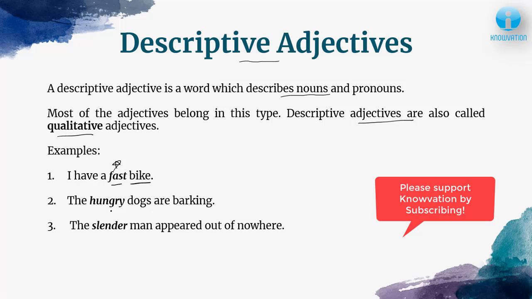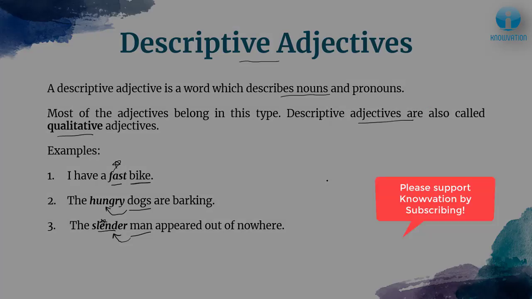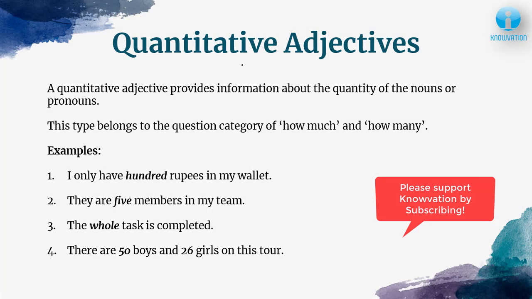The hungry dogs are barking. So dogs are described as hungry. Their quality is that they are hungry. Next, the slender man appeared out of nowhere. So how is the man? He is a thin and slender person. So slender is going to be an adjective. I hope friends, ये आपको descriptive adjective अब clear हुए होंगे. आगे बढ़ते हैं. So friends, we saw qualitative adjectives or descriptive adjectives in the previous slide. Now we'll see quantitative adjective.